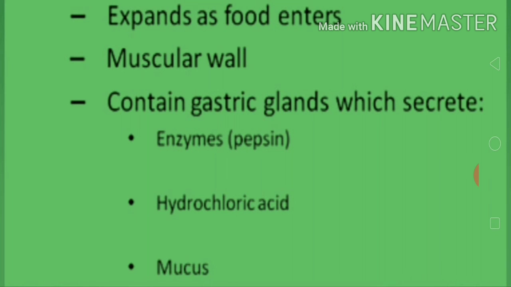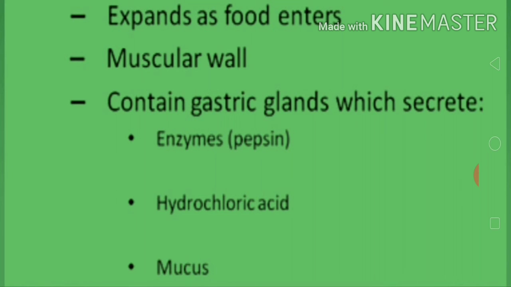the inner lining of the stomach. So that is why mucus protects our stomach. So, I hope you understand the process of digestion.